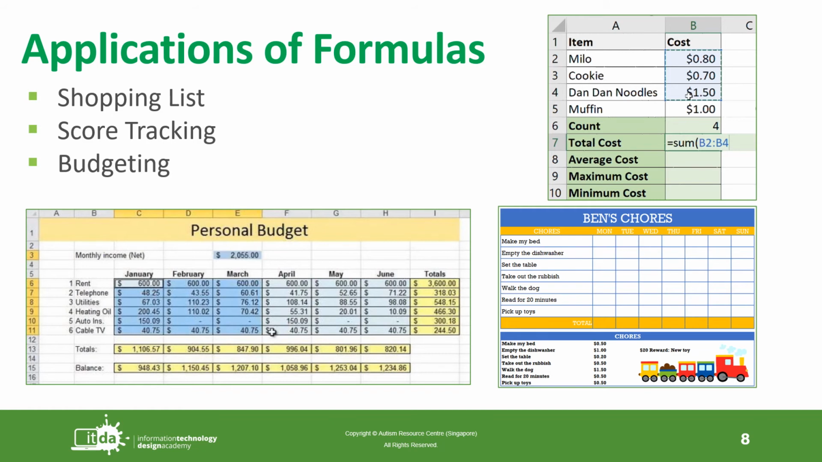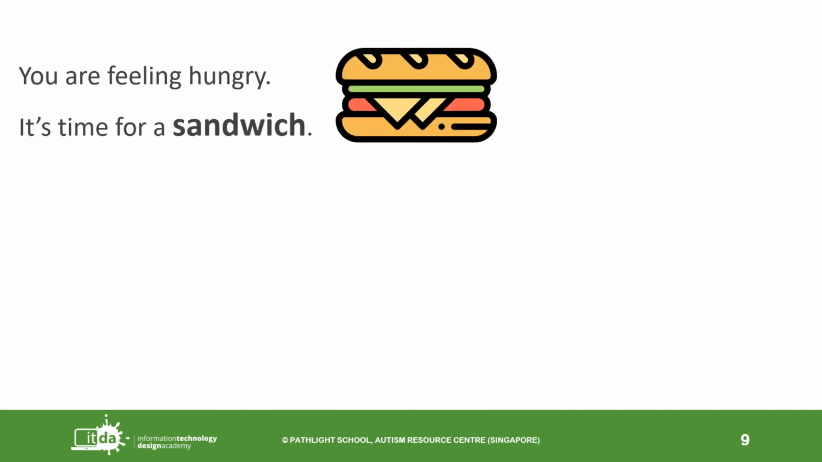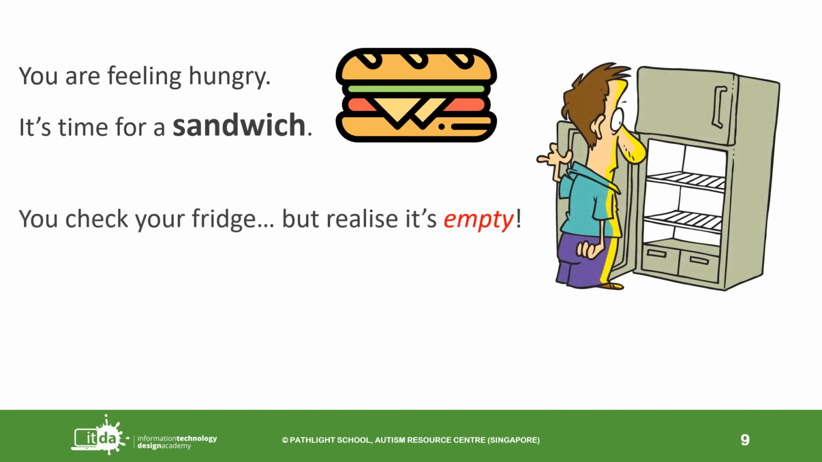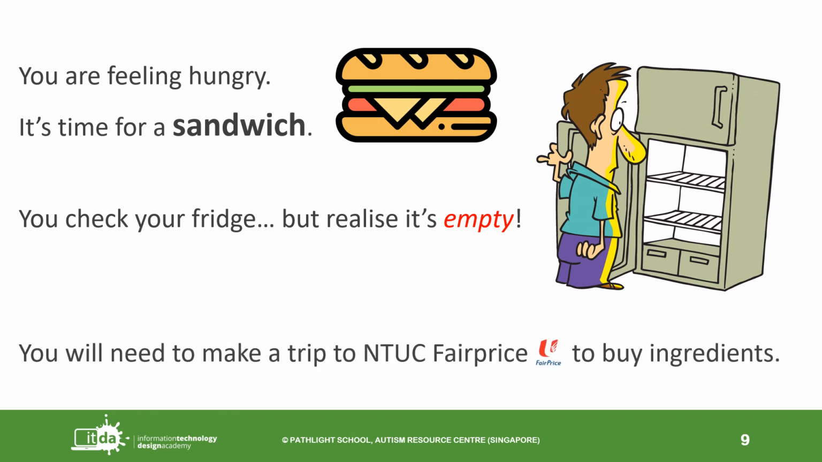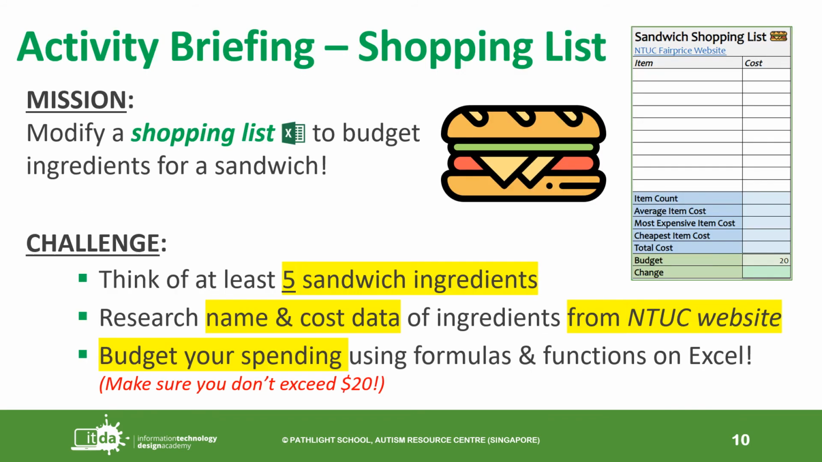For today's activity, we're going to do a mix between a shopping list and budgeting. To start off, we're going to begin with an imaginary scenario. Imagine you are feeling hungry and it's time for a sandwich. You check your fridge but realize, oh my gosh, it's empty. We probably have to make a trip to NTUC FairPrice to buy ingredients, right? But of course, we're not going to do that in real life. We are actually going to modify a shopping list to budget ingredients for our sandwich.